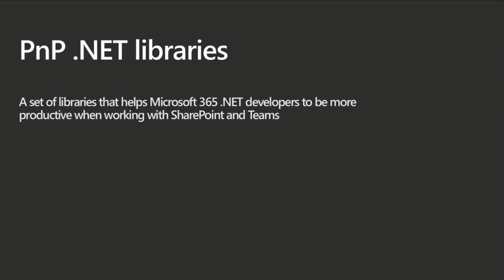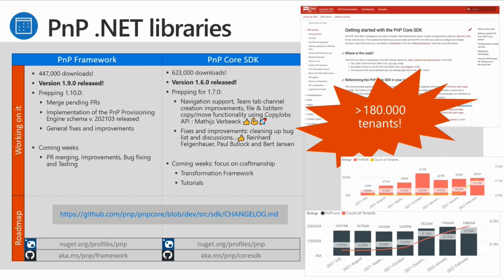Next, let's move into our PnP .NET libraries. There is an update: version 1.9 has been released, prepping 1.10, so merging the pending PRs. In the coming weeks, we'll see more PR merging, improvements, bug fixing, and testing. And then on the core SDK side, we've got 623,000 downloads. That's amazing. Version 1.6 has been released, and in this case, prepping for 1.7. So the focus in the coming weeks is on craftsmanship, transformation framework, and tutorials. So over 180,000 tenants have been utilized here, and that is just incredible. So well done. Congratulations to everyone involved there.